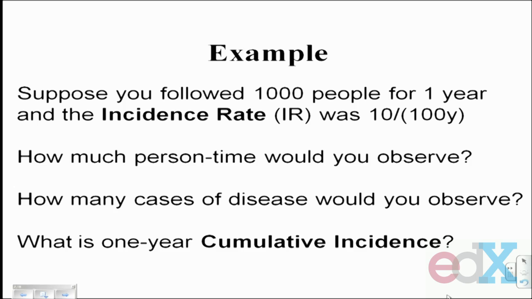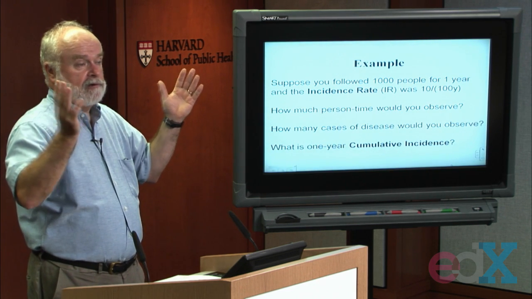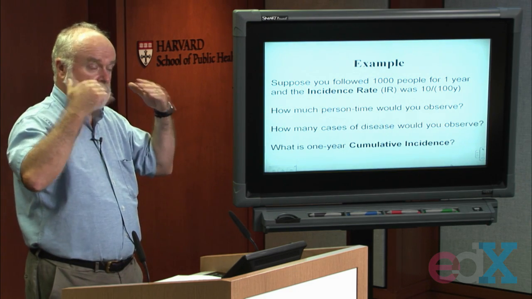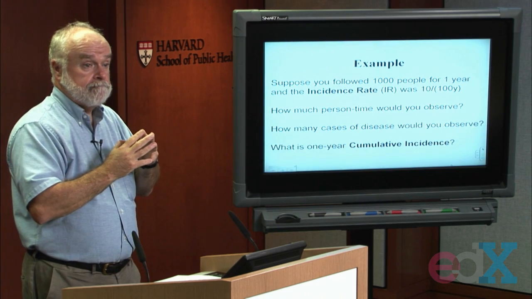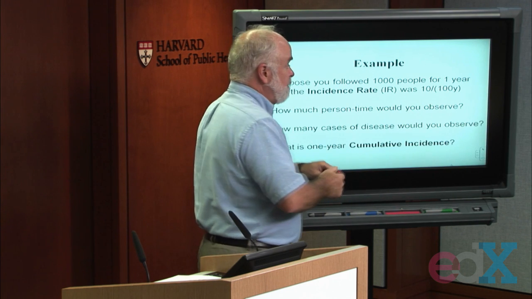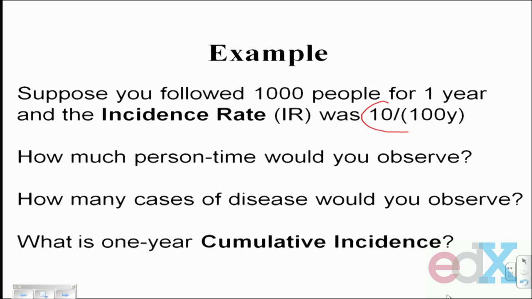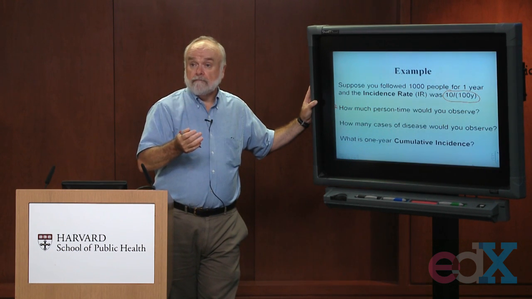So let's suppose you had 1,000 people and you were going to be following them for a year. And no one was being lost to follow up, no one was being lost to competing risks. Everyone was either going to develop an outcome, say it's death, or they were followed for a full year. And let's suppose you did this study and you observed that the incidence rate was 10 cases for every 100 person years of follow-up. Now, how much person time do you think you would have observed in this study when you followed 1,000 people for 1 year?